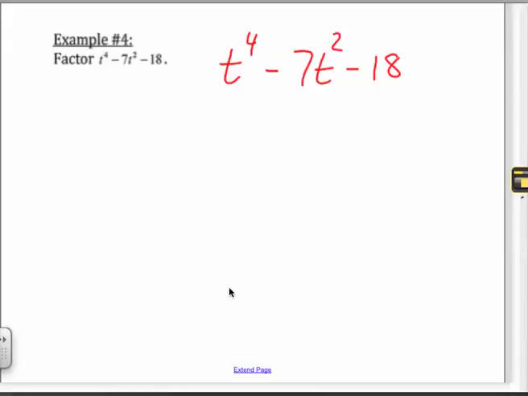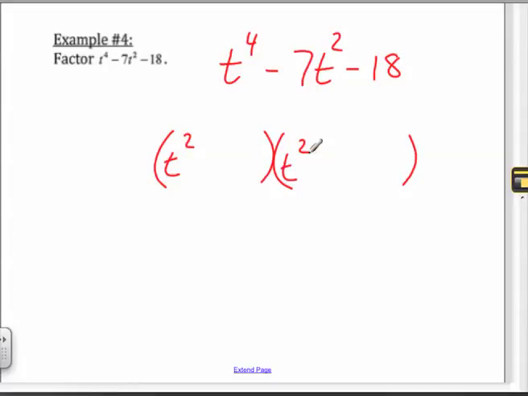Let's go ahead and factor it just like we normally would, except what I'm going to get now is t squared and t squared in the front, instead of t, because that's going to give me t to the fourth. Now, let's look. We've got negative 18, and we're trying to add them to get negative 7. What pair of factors of 18 differ by 7?